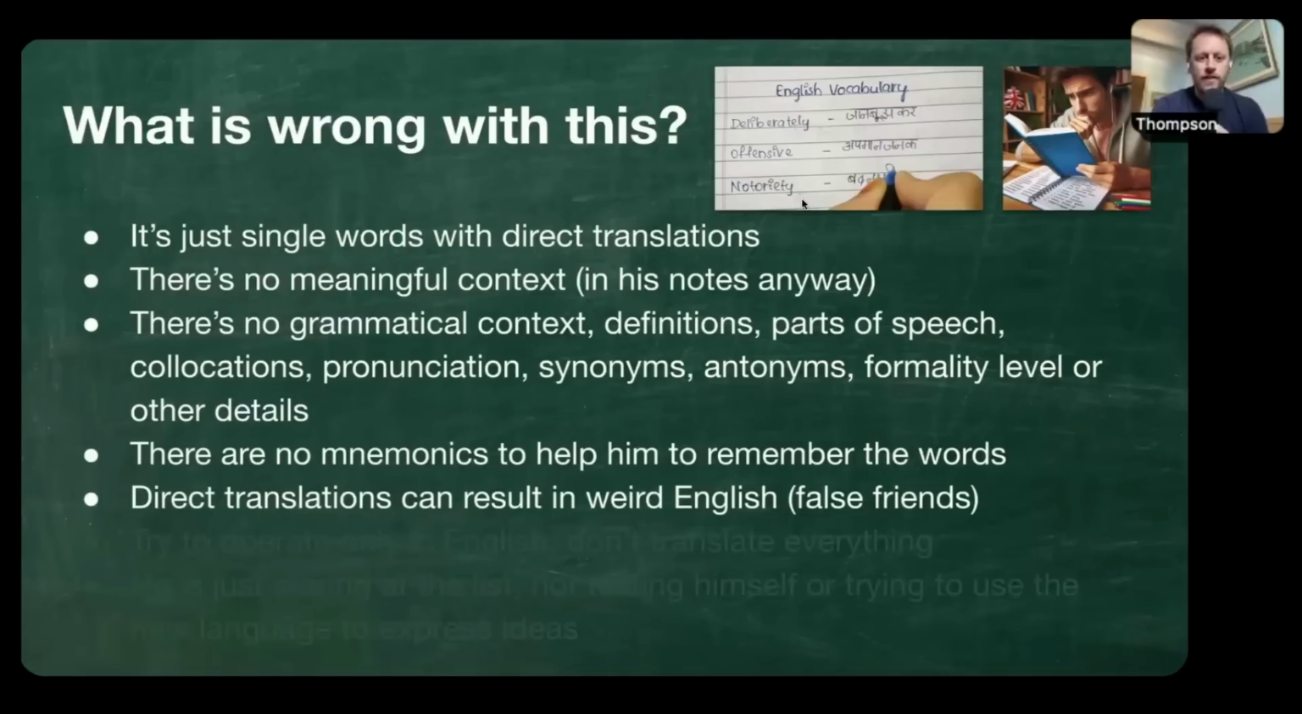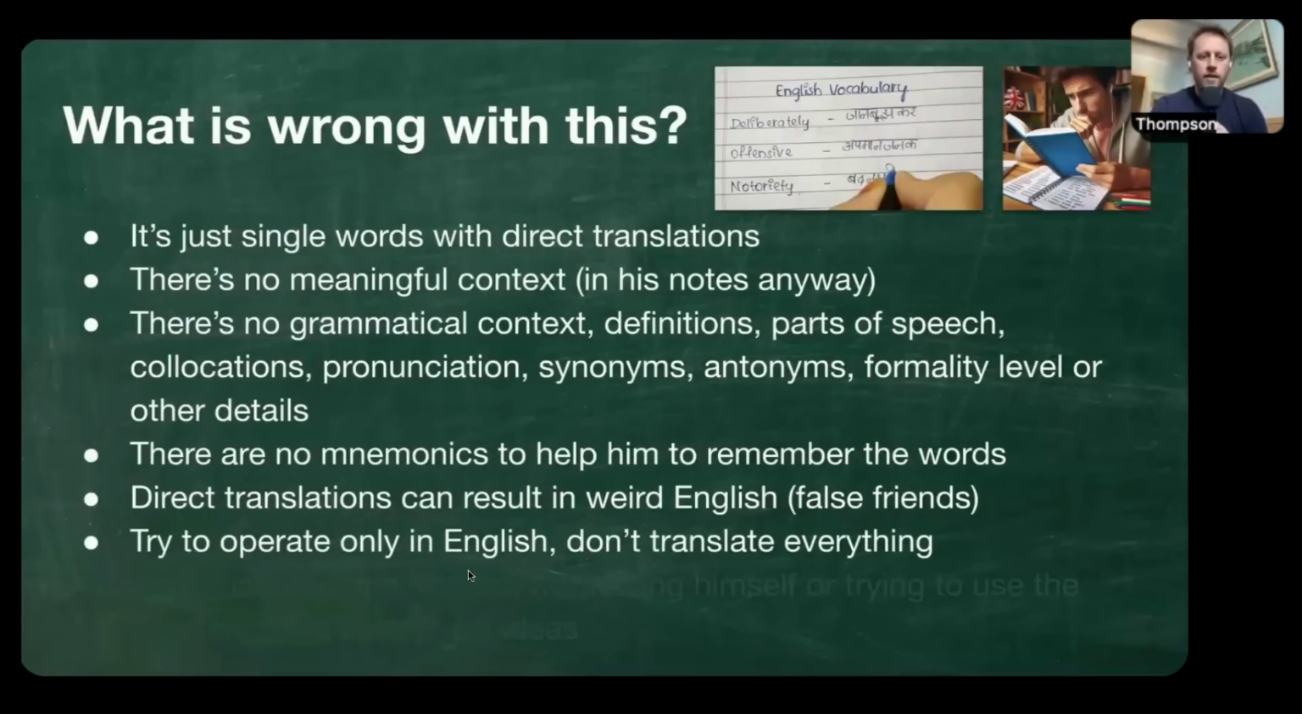Direct translations like this can result in weird English, because often English does not directly translate into your language. And it's not just a question of translating all the words individually and then putting them together in the same way that you would put them together in your language. It doesn't work like that. And also we get false friends as well, which of course many of you will be aware of. It happens very easily when you're just looking at words on their own. They have to be within a meaningful context.